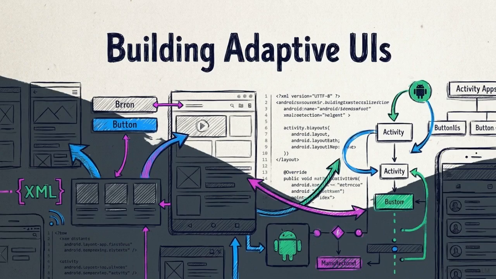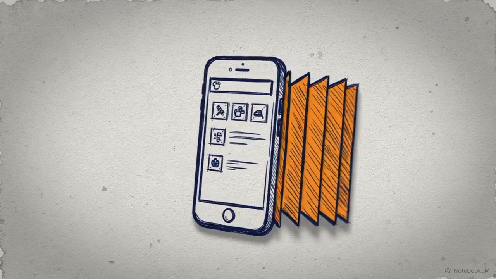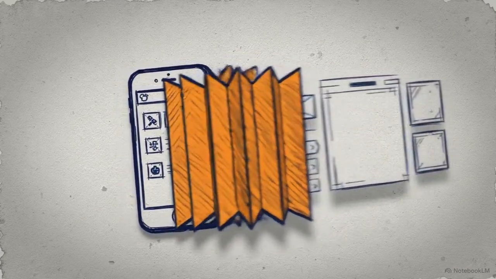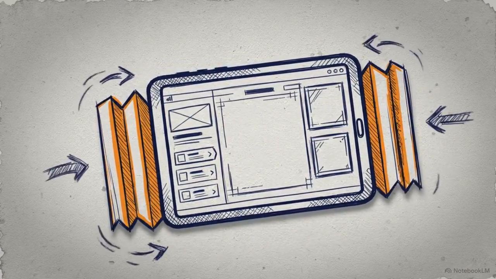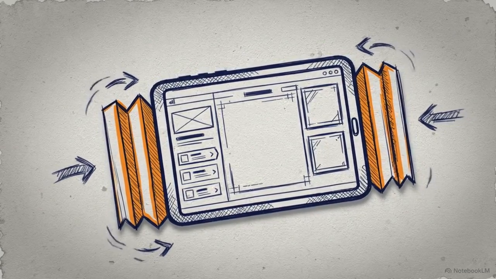Welcome to building adaptive UIs in Jetpack Compose. Watch this app stretching from a standard vertical phone view into a wide horizontal tablet layout. That seamless transition is our target.